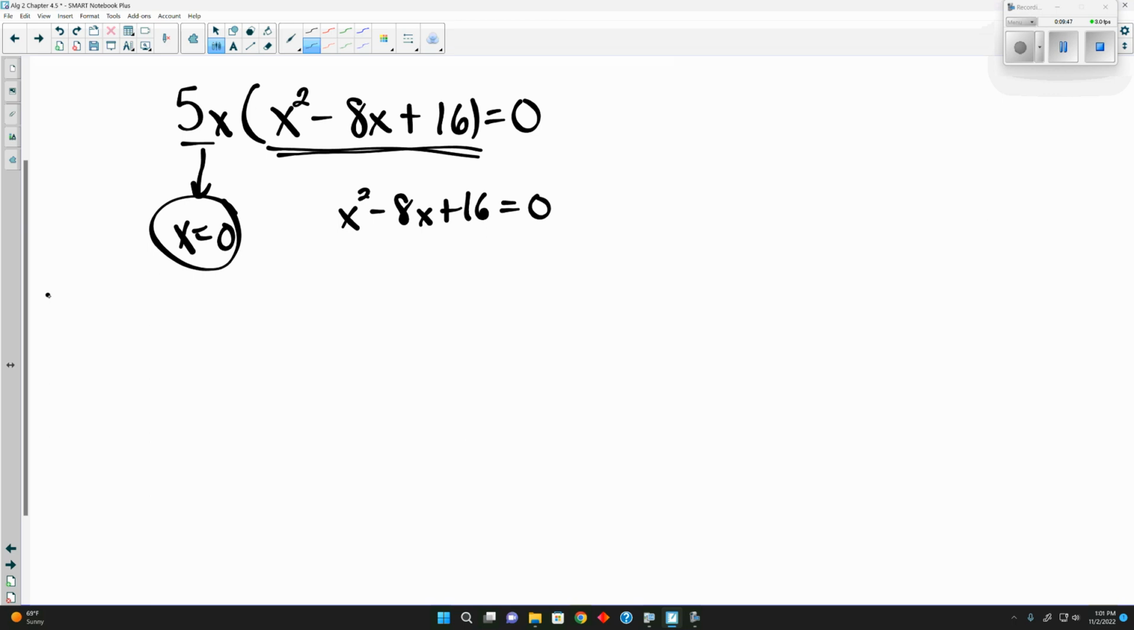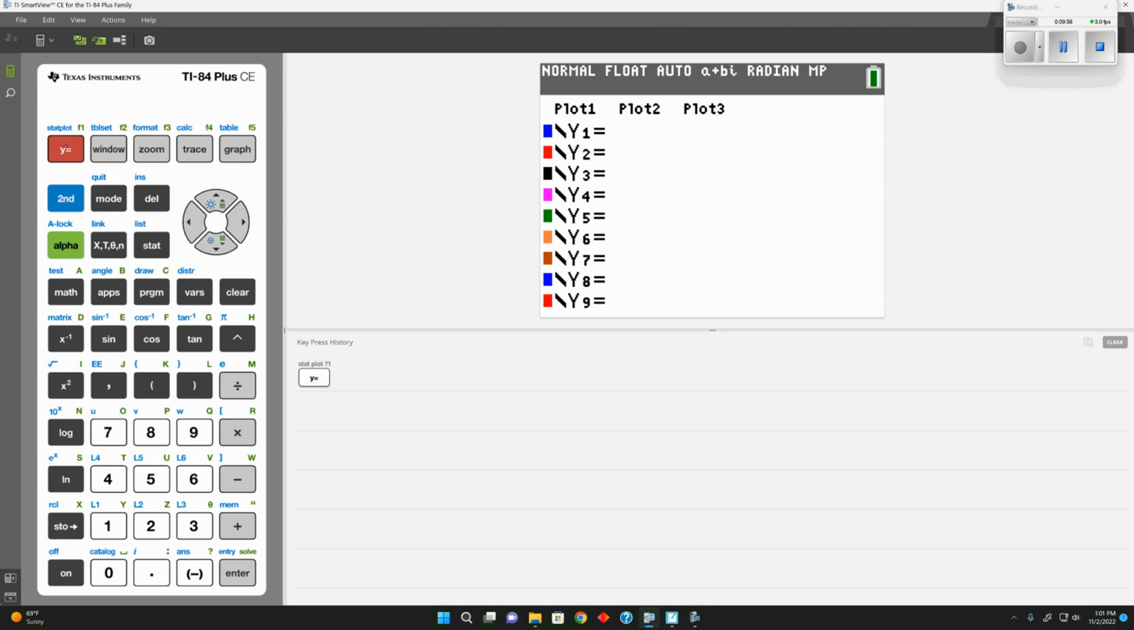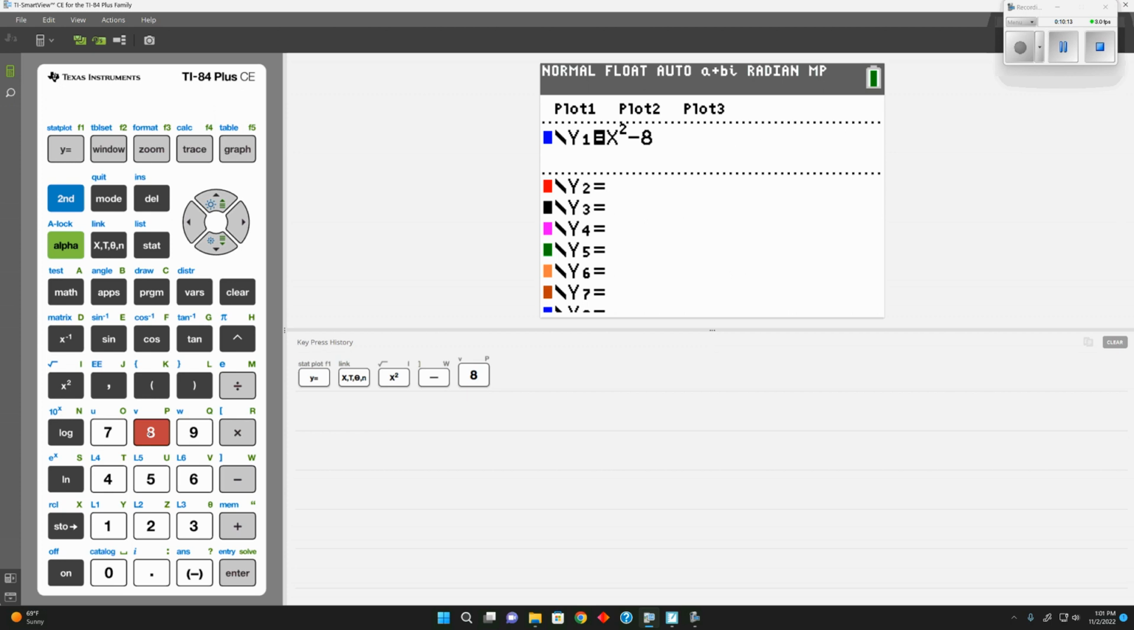Let's graph this one. So if we pull up the graphing calculator, the first thing we want to do is hit y equals. So we want to hit y equals up at the very top, right below the screen. And across the top here, we'll type it in. So we can use this as x squared minus 8x plus 16. Any questions on this so far?